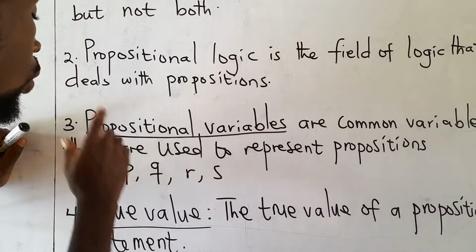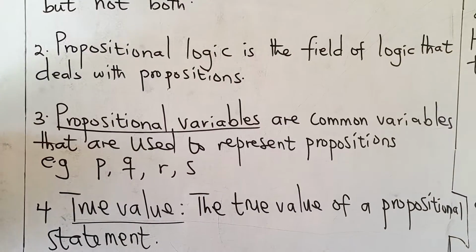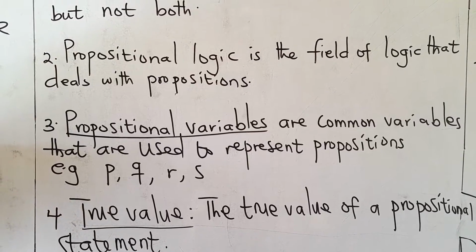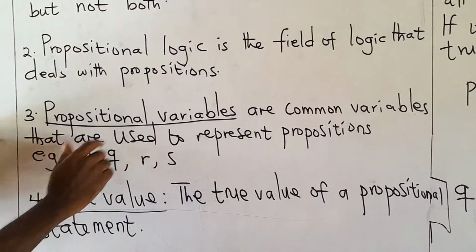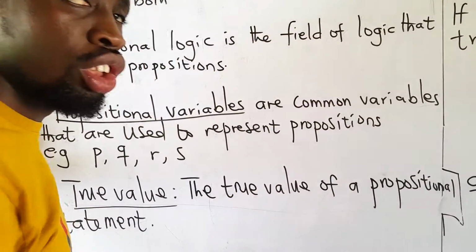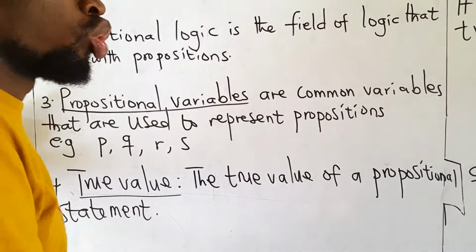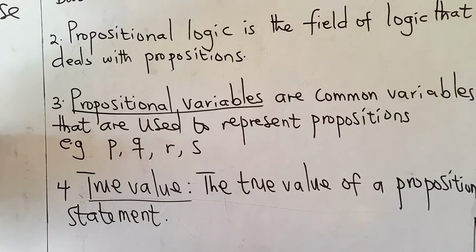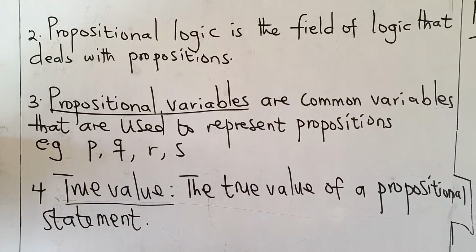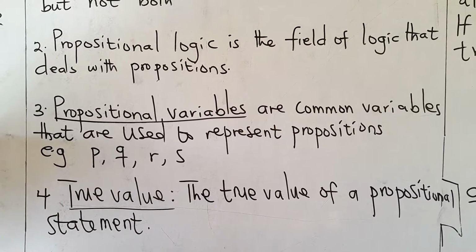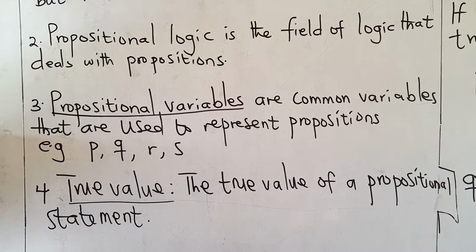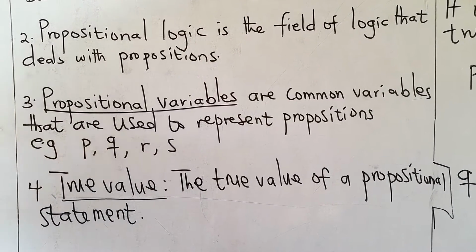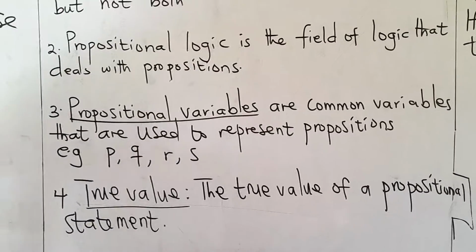The third one is propositional variables. What do we mean by propositional variables? They are common variables that are used to represent propositions. These variables include P, Q, R, S, and so on. So these are the common variables we usually use to represent propositions.